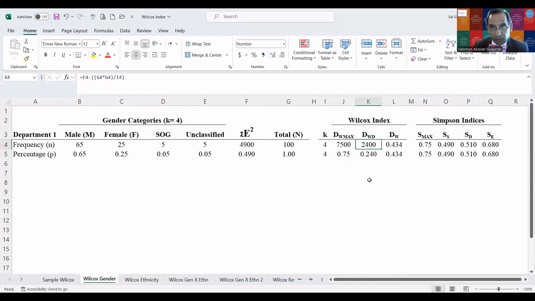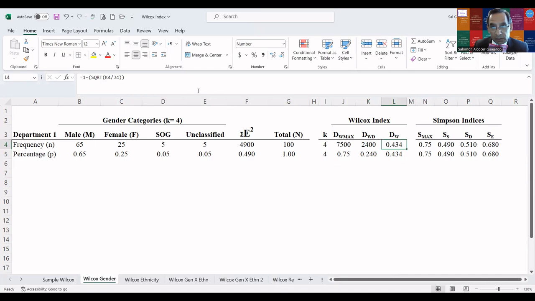To obtain the Wilcox dominant score or concentration score, that's going to be the total number of individuals squared, that's 4,900. I'm going to subtract that from the total number of individuals squared, which in this case is G4, which is capital N squared, 100 times 100, divided by the number of groups, which is 4. So that product gives me 2400 if I'm using the frequencies, 0.240 if I'm using the percentages.